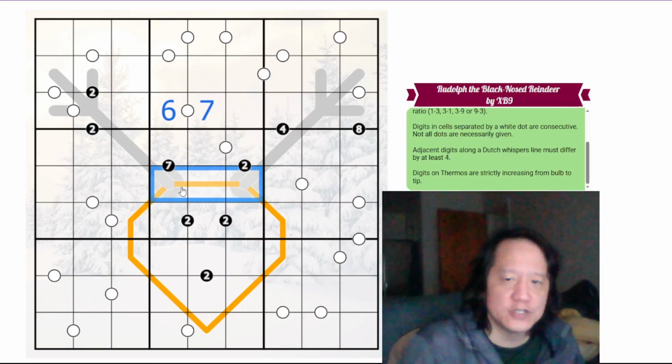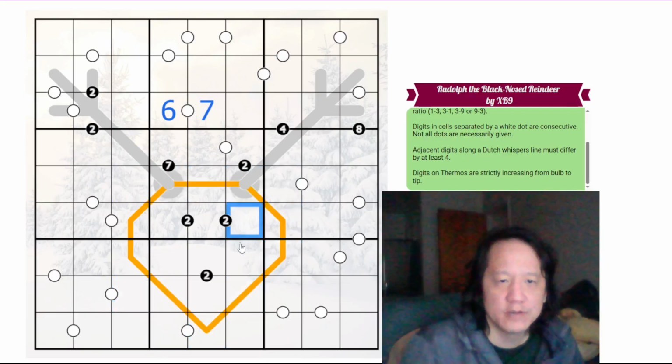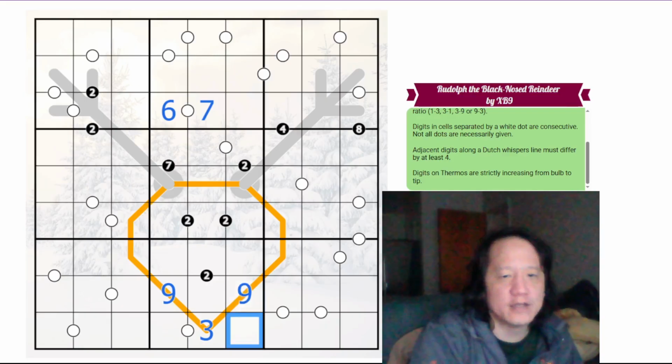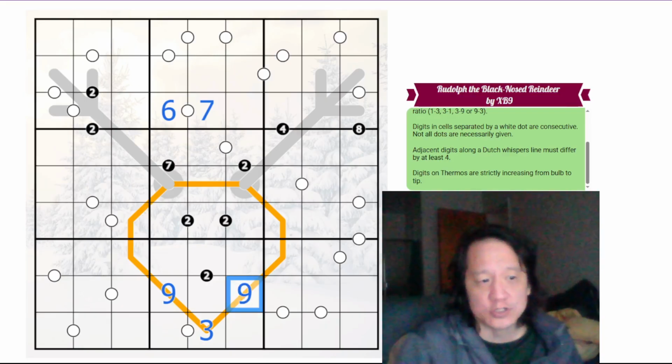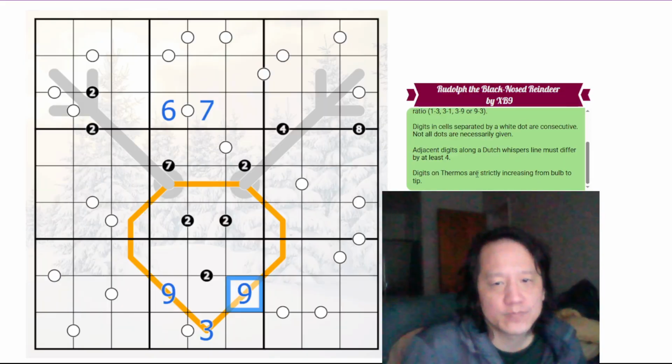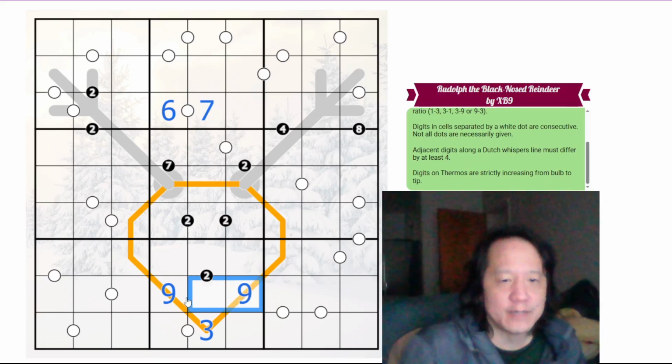We have adjacent digits along a Dutch Whispers line must differ by at least 4, or as I like to call them, a whisper 4 line. So, for example, if this were, say, 3, these digits would have to be 7, 8, or 9, because those are the only digits which are 4 or more away from 3. And that's an example of how Dutch Whisper lines work.